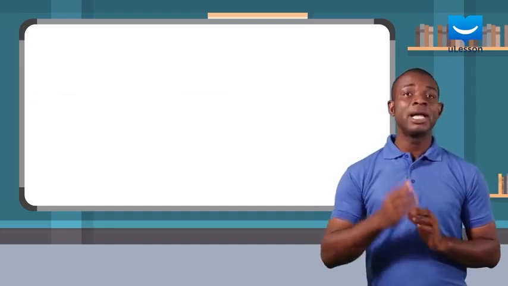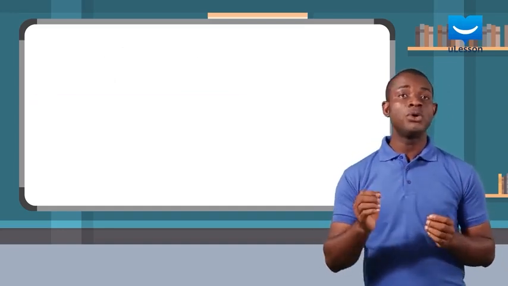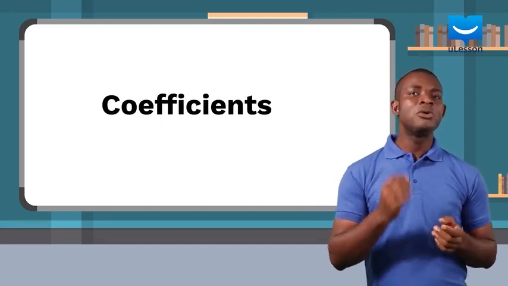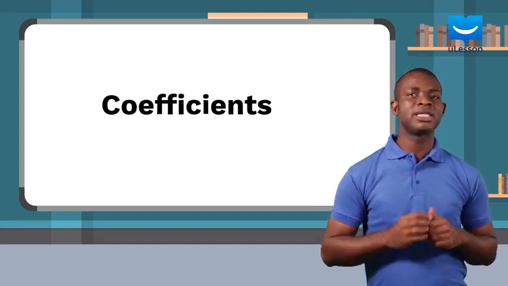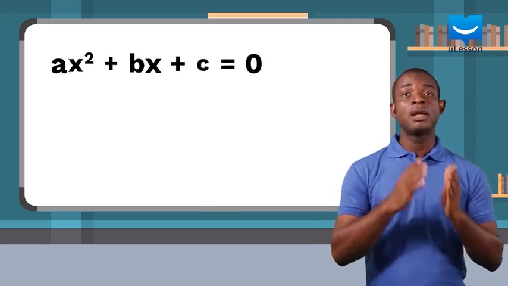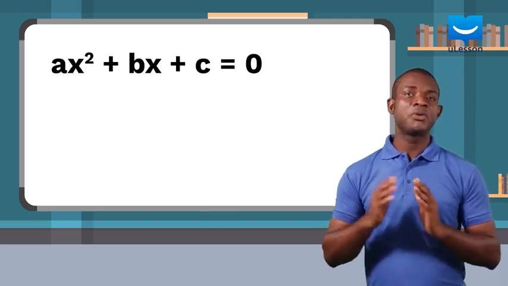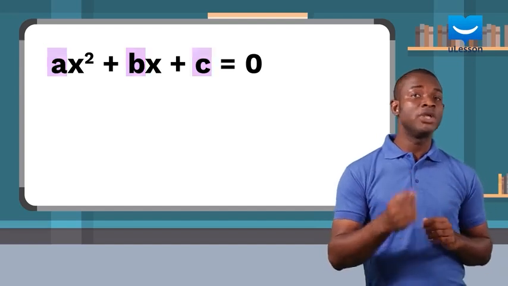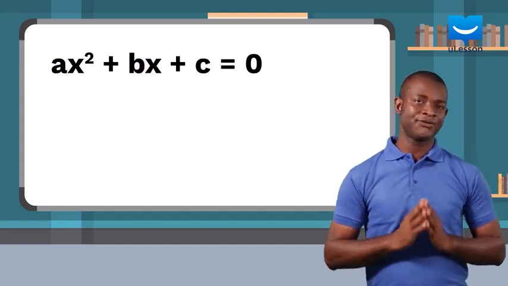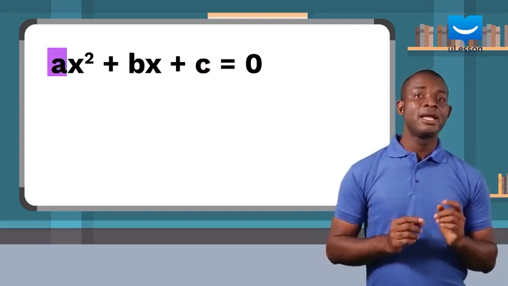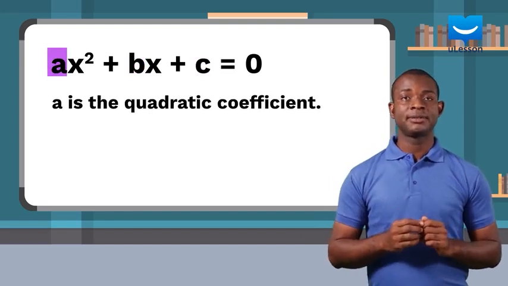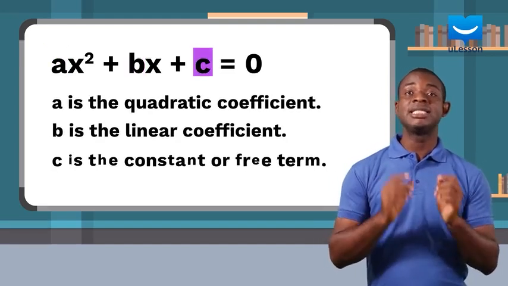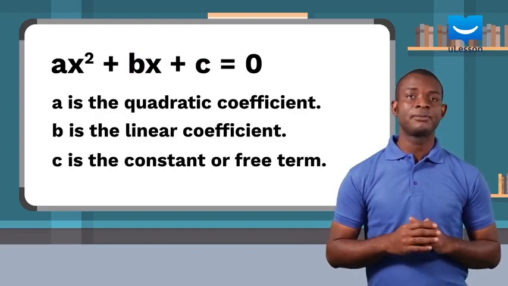I'm sure you remember that numbers attached to unknowns are called coefficients. Let's again look at the general form of a quadratic equation: ax squared plus bx plus c equals 0. a, b, and c are the coefficients of the equation and may be distinguished as follows. a is the quadratic coefficient, b is the linear coefficient, and c is the constant or free term.